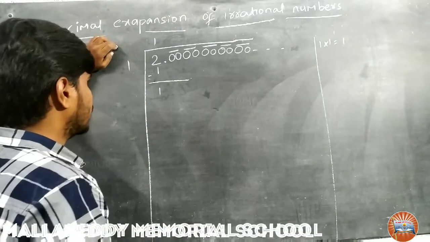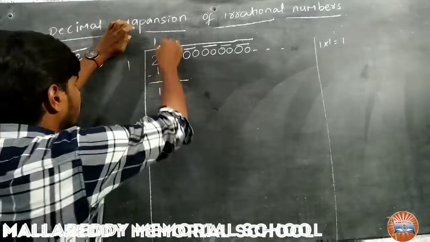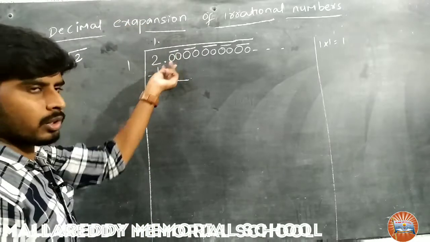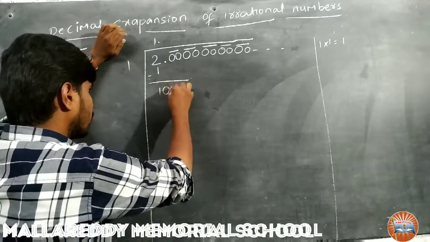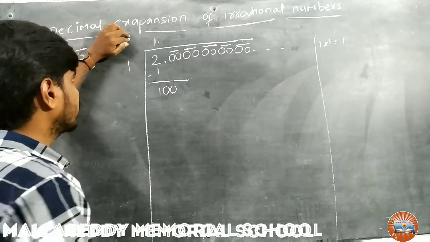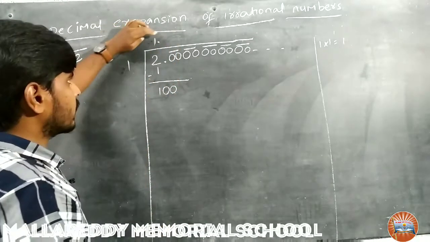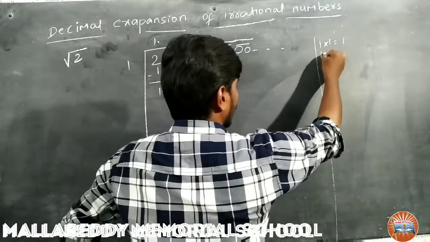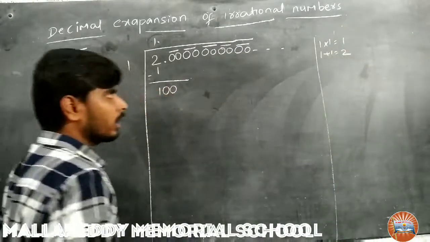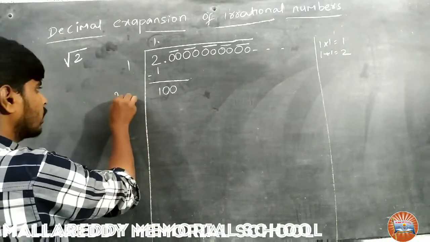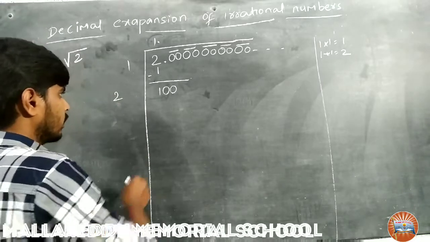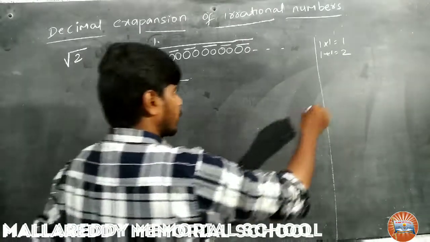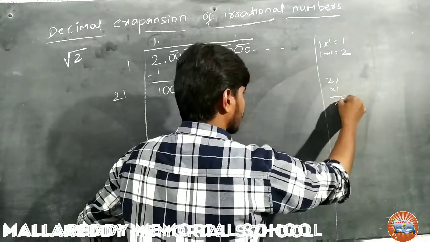In the next step, take a point here and bring these 2 zeros here. It becomes 100. In the next step, double this 1. It means 1 plus 1, 2. Now take remainder 2 here, and if I write 1 here, we multiply with this 1. It means 21 into 1 becomes 21.